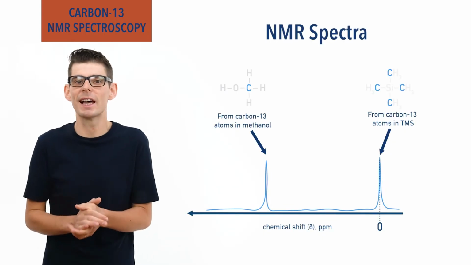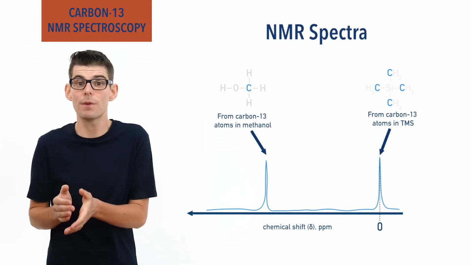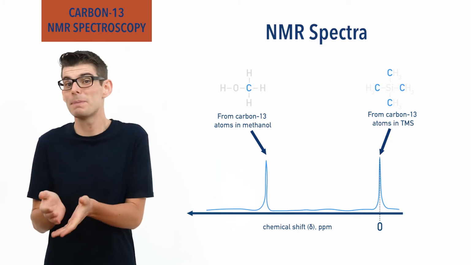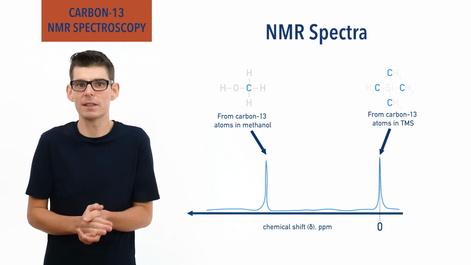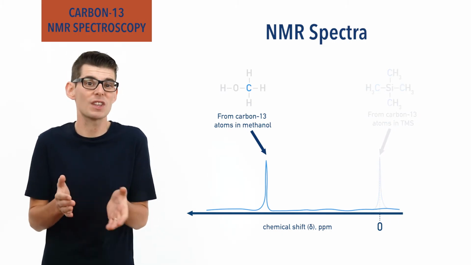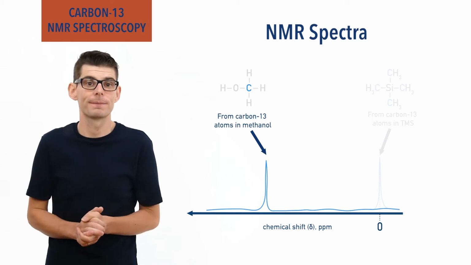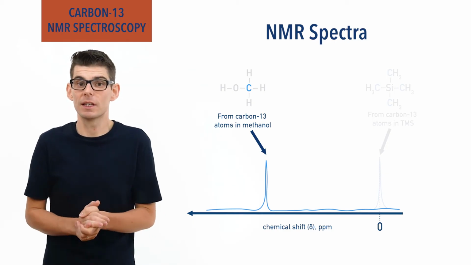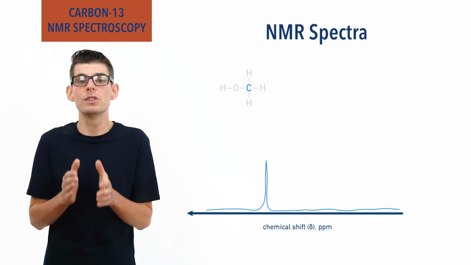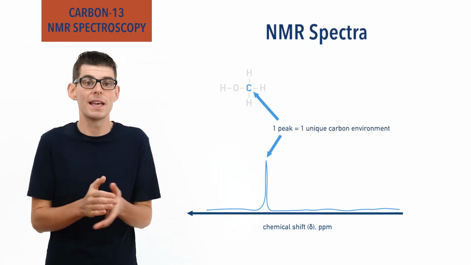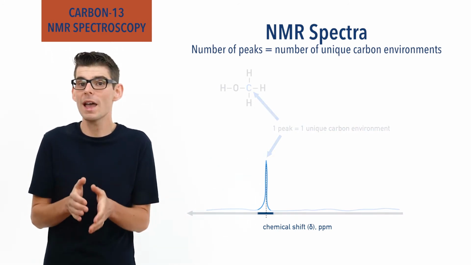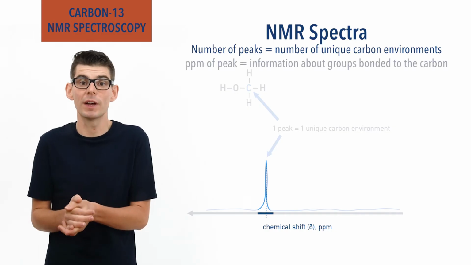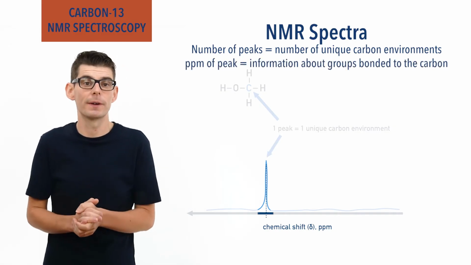By using a graph or spectra, we can easily see how the two absorbances for each carbon environment compare, shown as peaks. Very often, however, the peak at 0 ppm for TMS won't be shown on the spectra, as it's only there as a reference point. The number of peaks in a carbon NMR spectra tells us the number of unique carbon environments in a molecule, and the chemical shift of these peaks gives information about where the environments are compared to each other and how they may be bonded to each other.